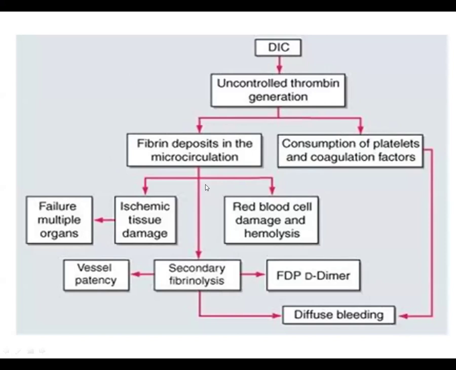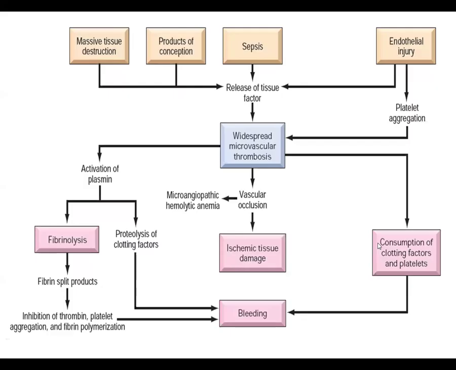Fibrin deposit in the microcirculation leads to ischemic tissue damage, RBC damage can occur, hemolysis can occur. It may lead to secondary fibrinolysis. Okay, so here there will be multiple ischemia that leads to failure of multiple organs, and if there is secondary fibrinolysis, that leads to vessel patency and increased fibrin degradation products, where D-dimer is very, very important in DIC, and that may lead to diffuse bleeding.